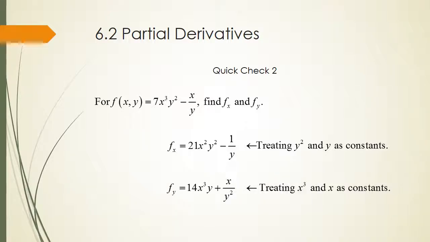And then going back and taking care of the y, again, treat x as the constant. So the y squared, the 2 comes in front and becomes 14x to the third y. And then the x over y would be like x times y to the minus 1. So the minus 1 would come down front and make it a plus, and you'd have x y to the minus 2, or x over y squared.